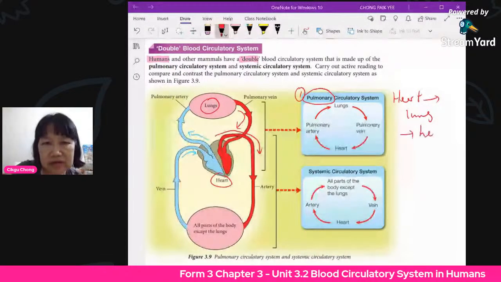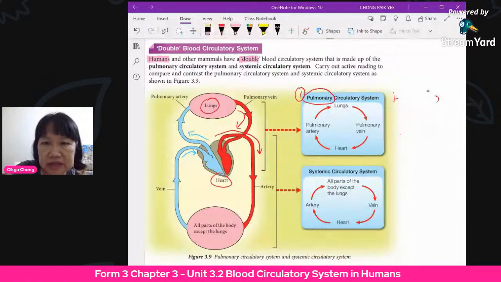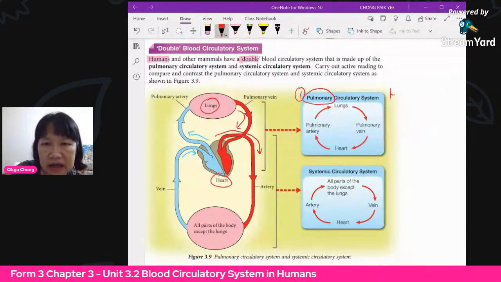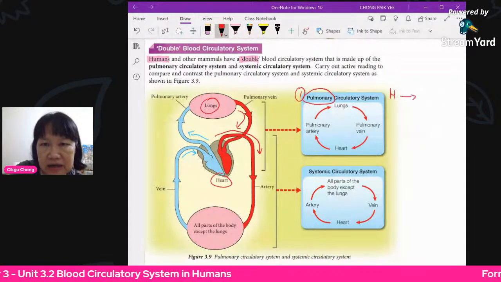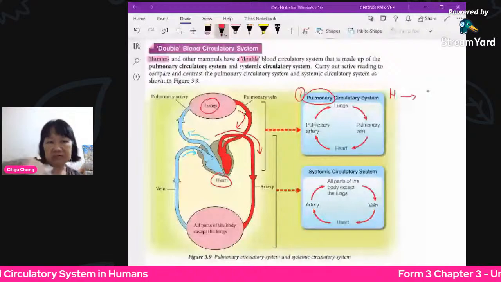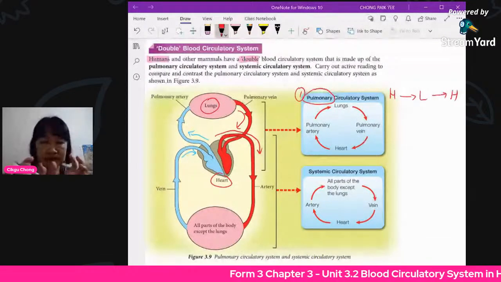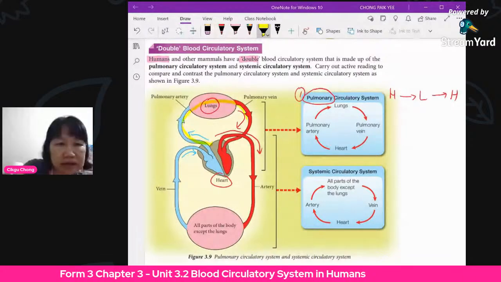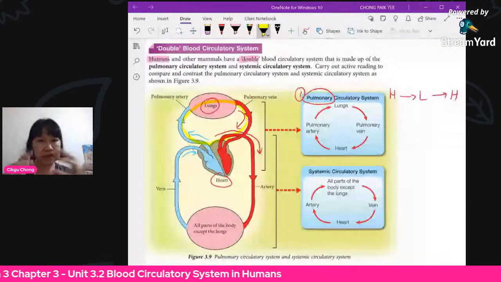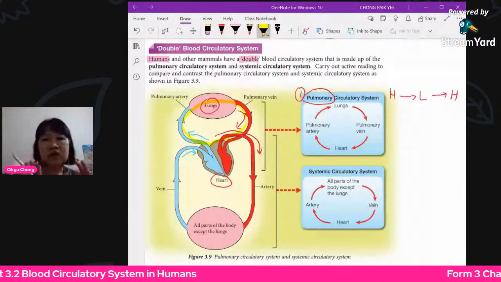Not enough space, I write better like this. H stands for heart. Heart, go to the lung, come back to the heart. Now, this is like a circle already. It's a small circle there, right? You can see it's from the heart, go to here and come back here. Now, this is one small circle already, 一个循环 already. So this is called the pulmonary.